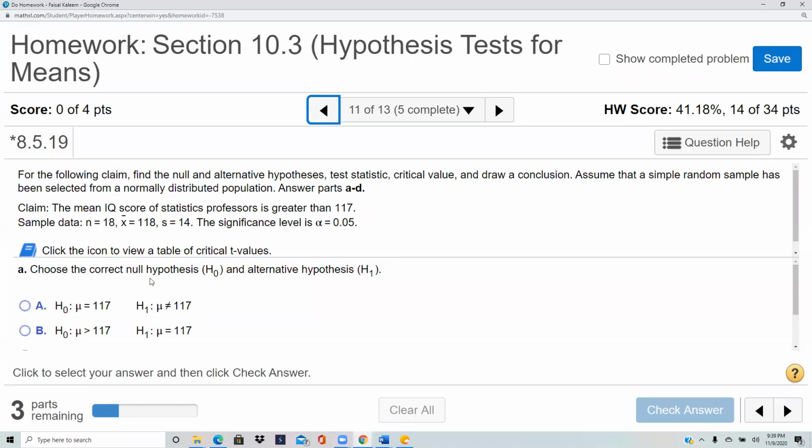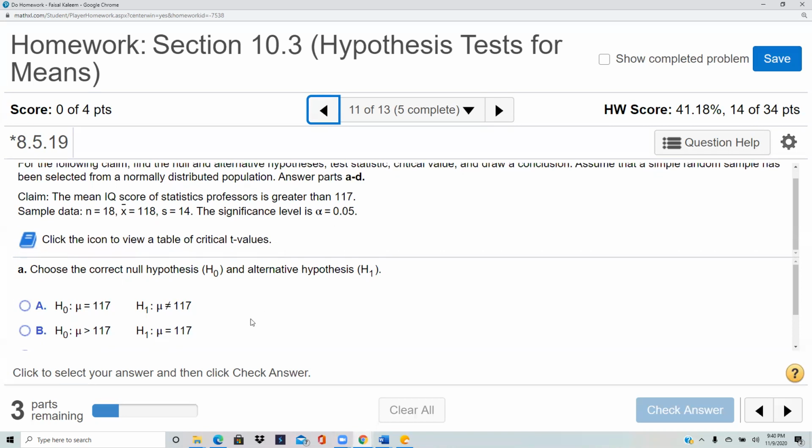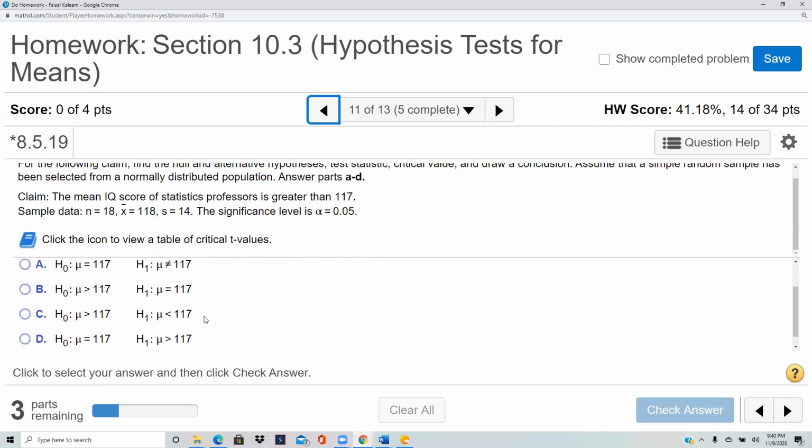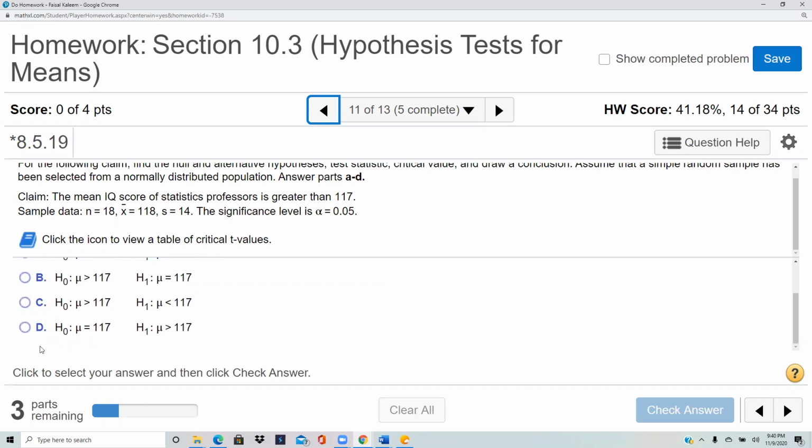Okay, choose the correct null and alternative. Claim: the mean IQ scores of stats professors is greater than 117. So this one has to be the alternative because it's greater than, and the null would be equals to 117. Equals and greater than, yeah.